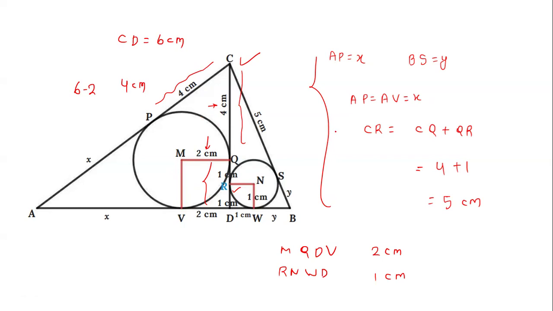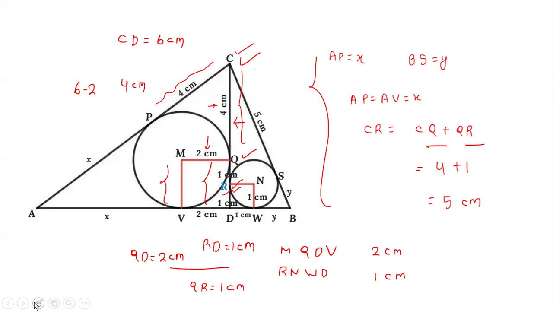And what is the length then of the CR? What is the distance between the point C and the point R? It is simply the CQ plus QR. We know this CQ length is 4 centimeters, and we also know the RD length is 1 centimeter, and this QD length is 2 centimeters. So you can subtract both of these, and you can find the QR length as 1 centimeter. So between the point Q and the point R, this length is 1 centimeter.